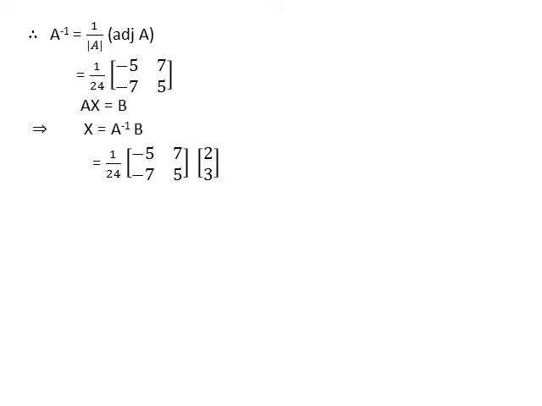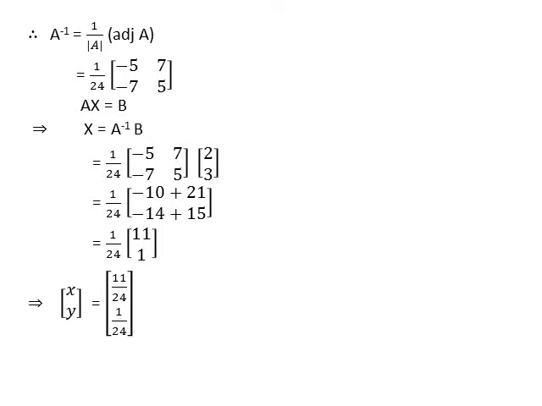In next step, write 1 by 24 as it is, and following the rule of matrix multiplication, take product of these two matrices as shown. In next step, multiply each element of the new matrix obtained by 1 upon 24. Now, X is a column matrix whose elements are variables x and y. In next step, equate the corresponding elements of these two matrices. We get x equals to 11 by 24 and y equals to 1 by 24.